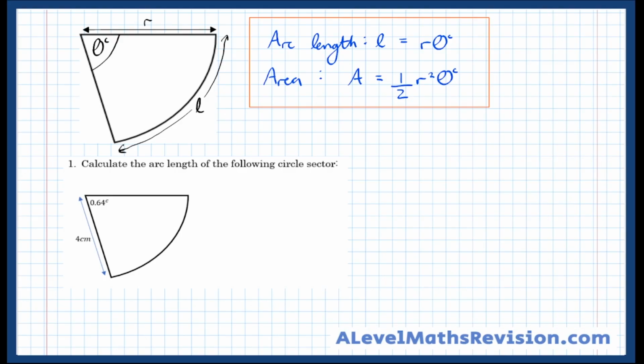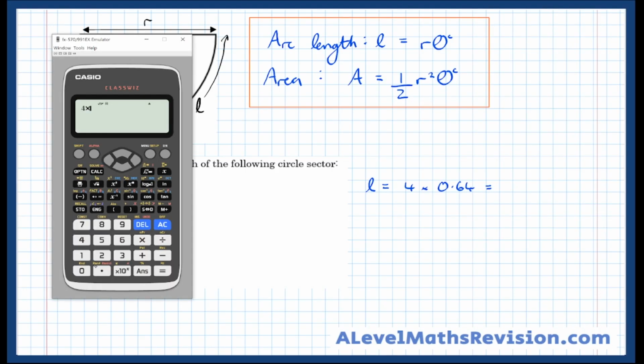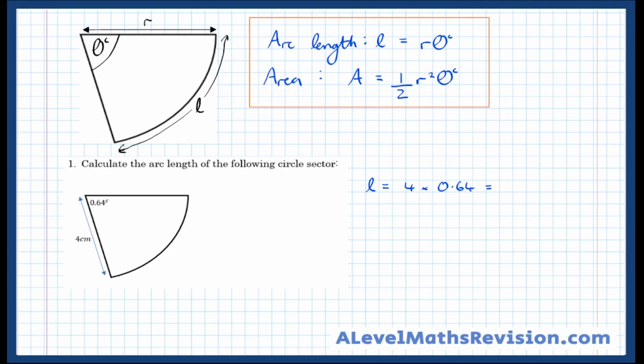So question 1 says, calculate the arc length of the following circle sector. Well, the arc length formula is r theta provided the angle is measured in radians. So in this case it is. So nice straightforward calculation. The arc length is r times theta, which is equal to 4 times 0.64, which is equal to 64/25 or 2.56 centimeters if we're doing it in context. So let's have a go at another.